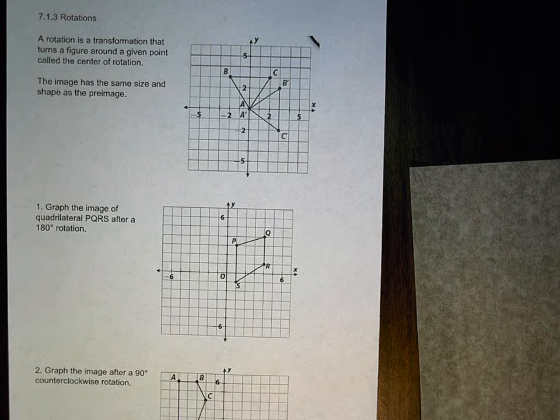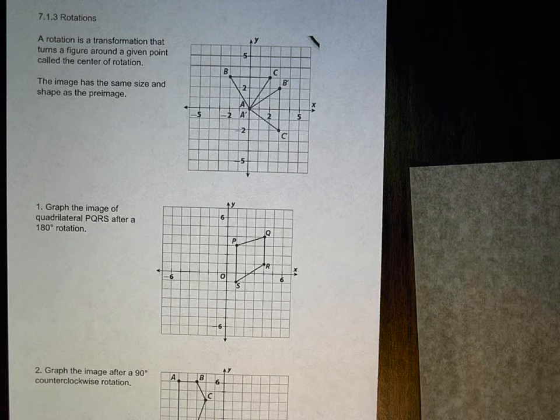So we're going to talk about rotations. We've already done translations where we move something left or right, up and down. We're just translating, moving the image. The size stays the same. The shape stays the same. The orientation stays the same.